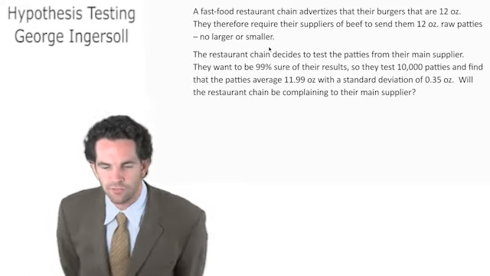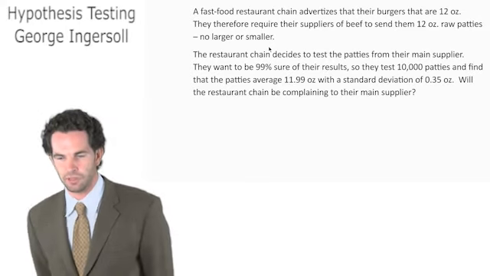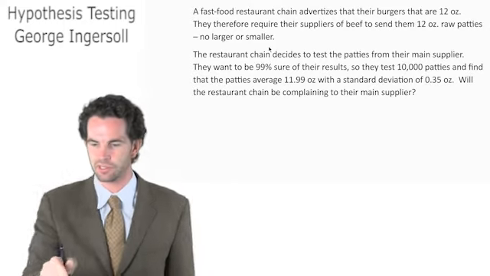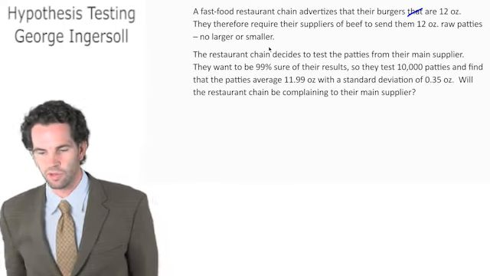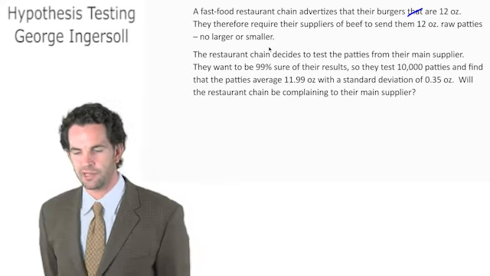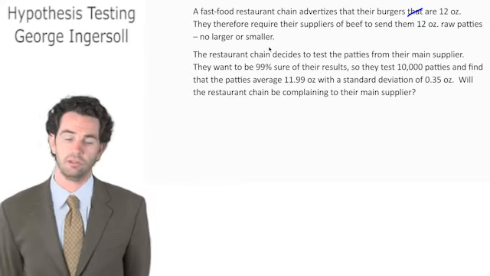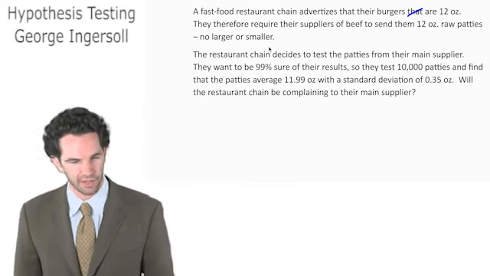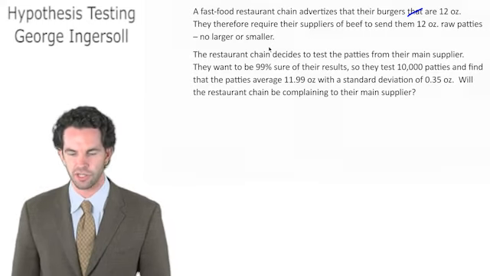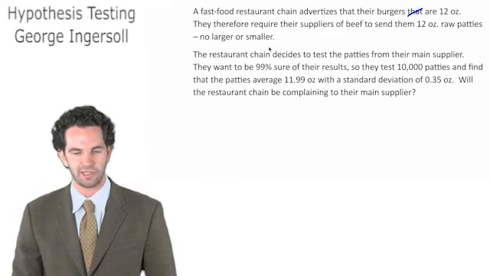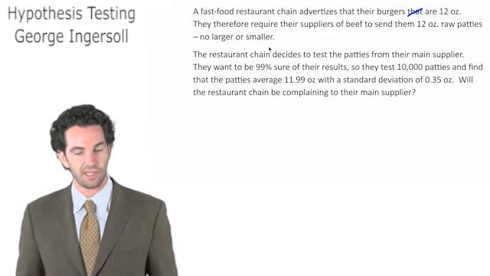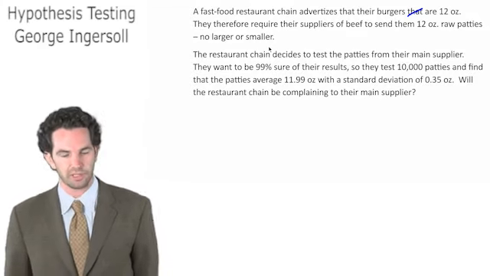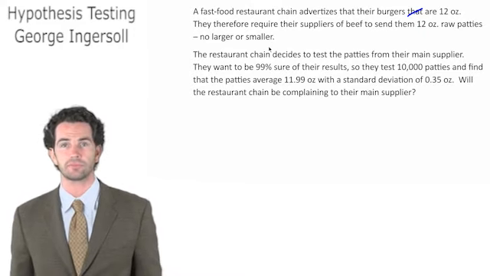Okay, a fast food restaurant chain advertises that their burgers are 12 ounces. They therefore require their suppliers of beef to send them 12-ounce raw patties, no larger and no smaller. The restaurant chain decides to test the patties from their main supplier. They want to be 99% sure of their results, so they test 10,000 patties and find that the patties average 11.99 ounces with a standard deviation of 0.35 ounces. Will the restaurant chain be complaining to their main supplier?